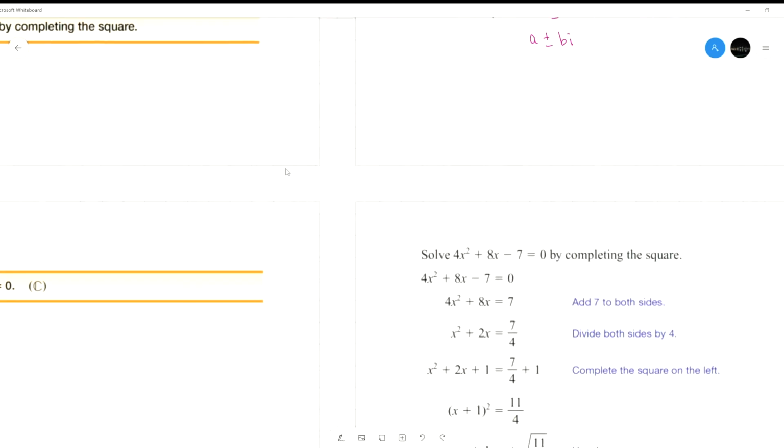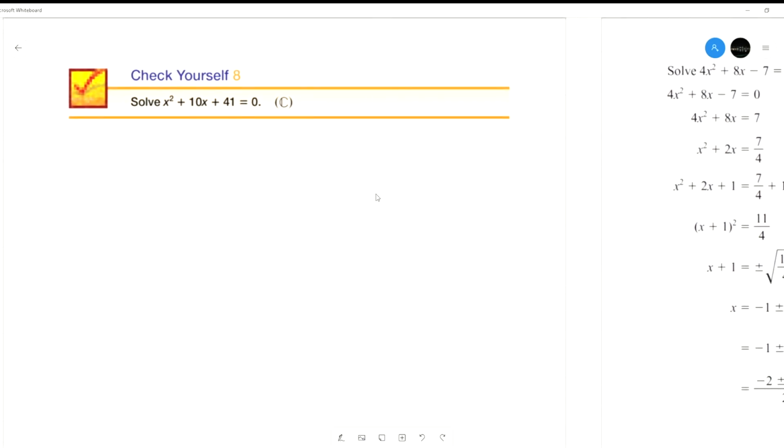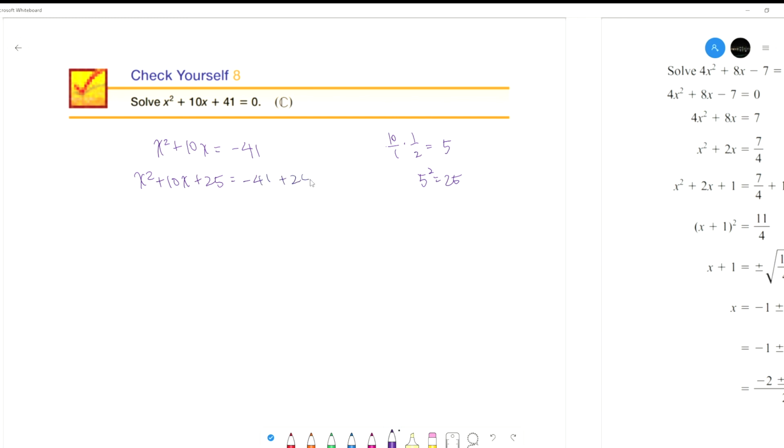Now let's try our own example. We have x squared plus 10x plus 41. So the first thing we need to do is move that constant over. We got x squared plus 10x is equal to negative 41. Then we take our 10, multiply it by half, we get 5. We take 5 and square it to get 25. And 25 is what we're adding to both sides. So we got x squared plus 10x plus 25 is equal to negative 41 plus 25.